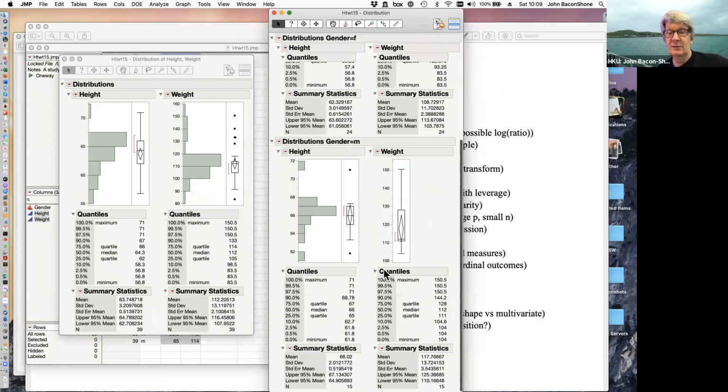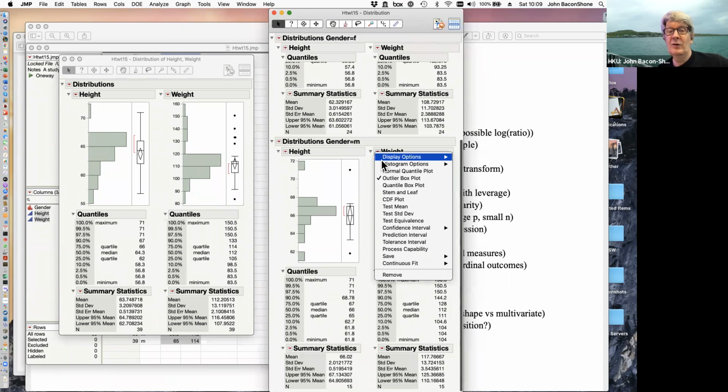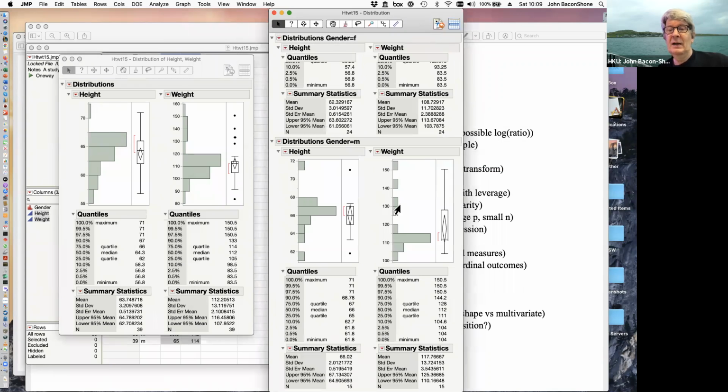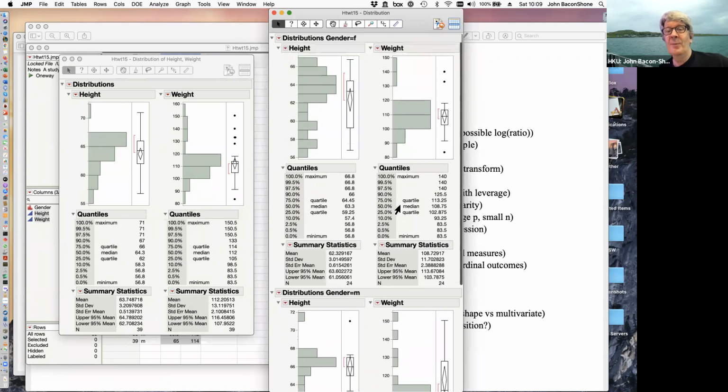All right, so I've got them separately here. Now, this may or may not be what we want. This means we can't easily do the comparison, right? Because they're in separate analyses. So we're showing the distribution separately. It doesn't let us do the direct comparison.